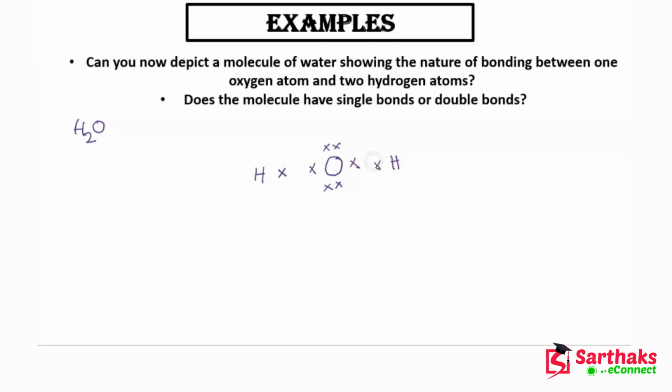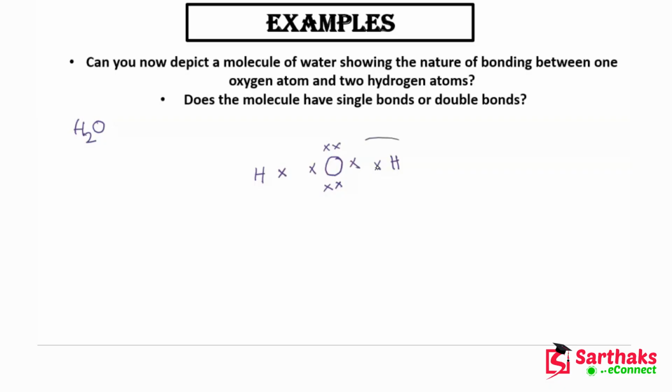Okay, because it wants to complete its octet. If hydrogen wants to complete its octet, it needs to attain the electronic configuration of the nearest noble gas, and that is helium. Helium has 2 electrons in its K shell, so hydrogen also wants 2 electrons in its K shell. So guys, what will happen?